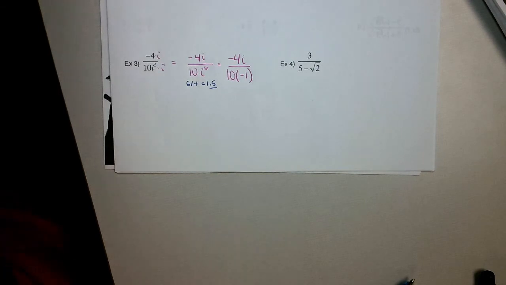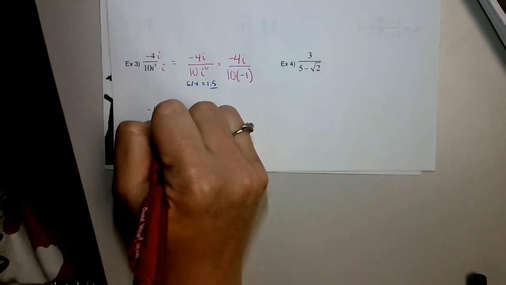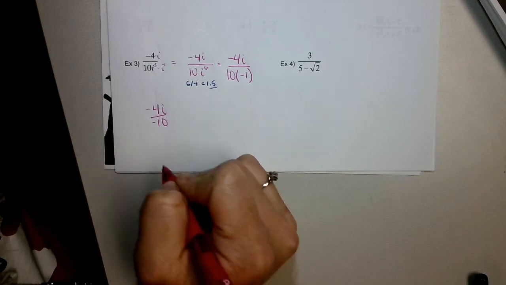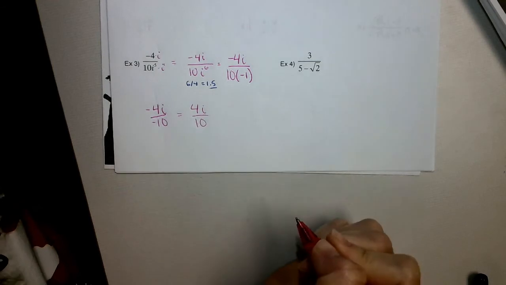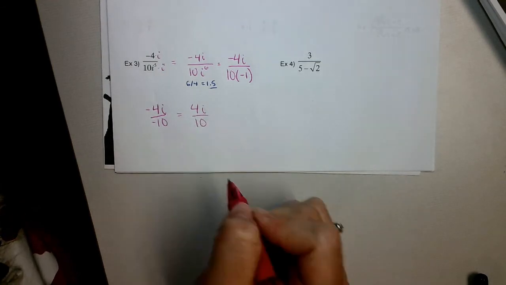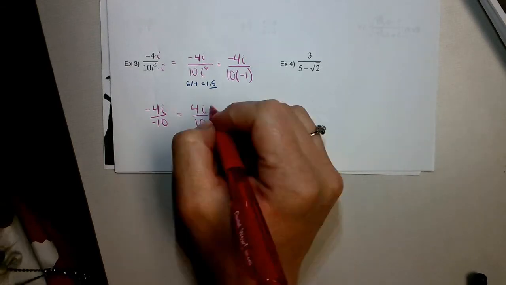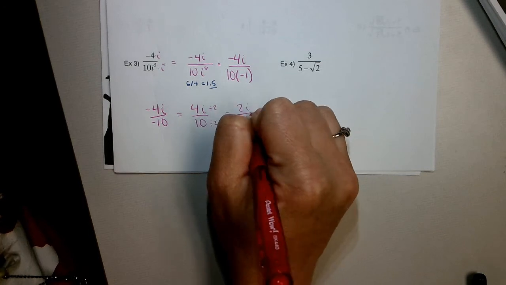Is everybody okay with that? Okay, what is 10 times -1? So I get -4i over -10. Two negatives make a positive, so I know it's 4i over 10. And what does that simplify to? Yeah, I can divide both of these by 2, and I end up with 2i over 5.